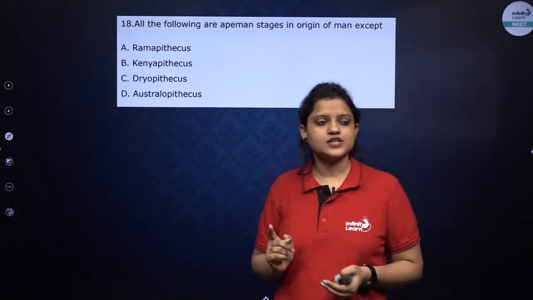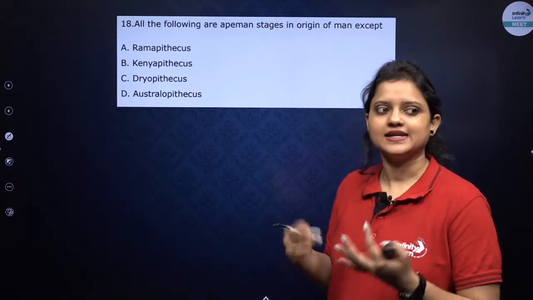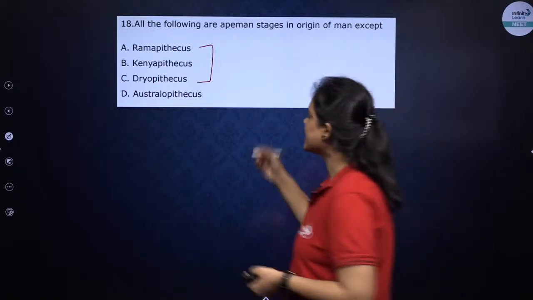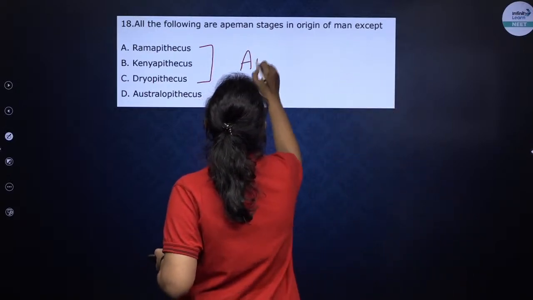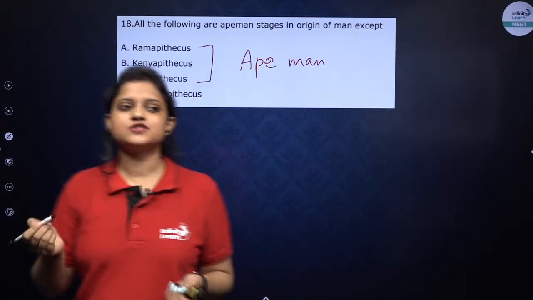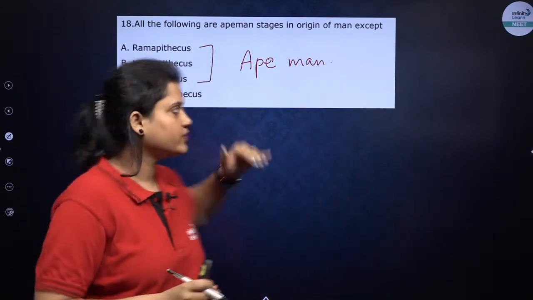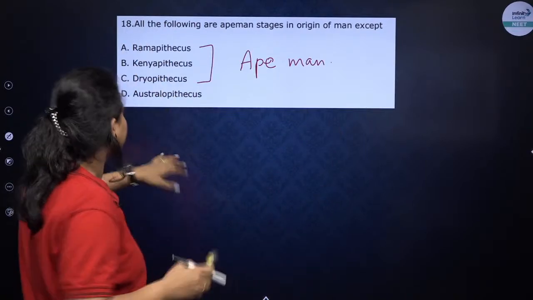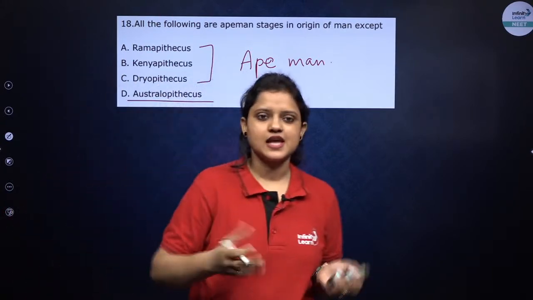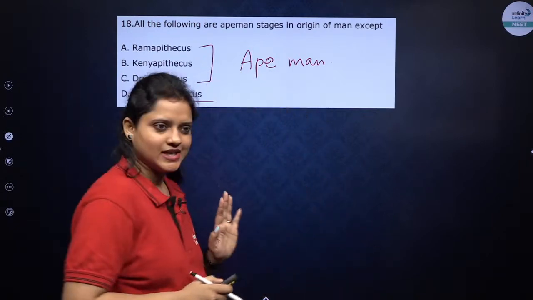Okay. C. Okay. Saurabh is saying C. Rishi is saying C. Surekha is saying A. Let's see. Ramapithecus, Kenyapithecus and Dryopithecus, they all are ape man. Ramapithecus was more man-like and Dryopithecus was more ape-like fossil, but all the three were ape man. What was not ape man was the fossil of Australopithecus. Right? Australopithecus is not considered as ape man. So correct option for this question was D.